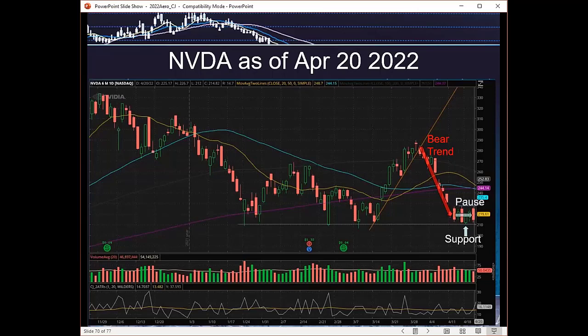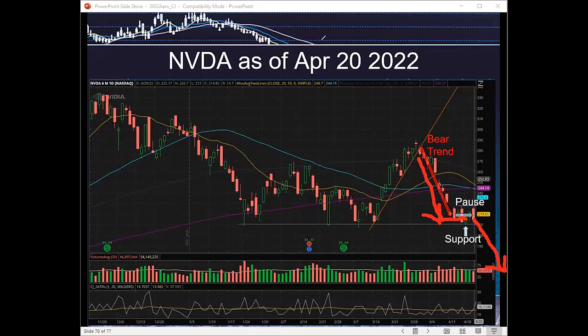So again, this is a continuation pattern, one of my favorite patterns, where the trend is saying, we made a bearish move here, we paused, and when I see that, I know the odds are higher for a continuation move. And what I mean by continuation, it's in the same direction as was the move prior to the pause.